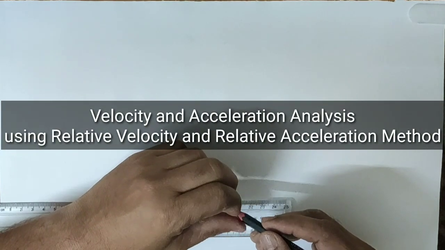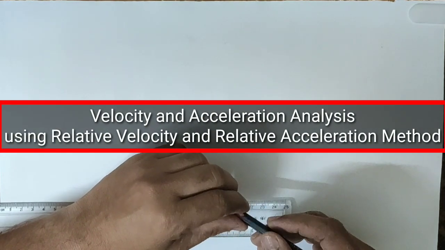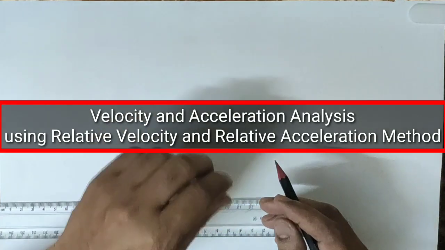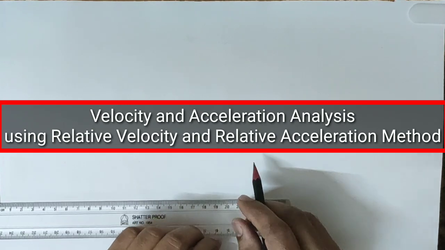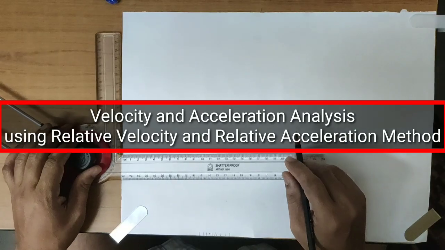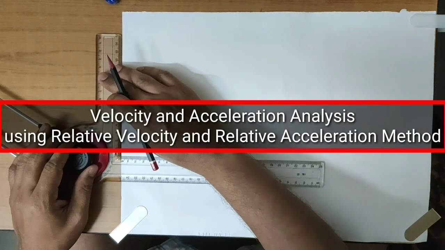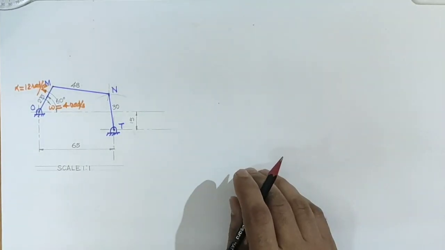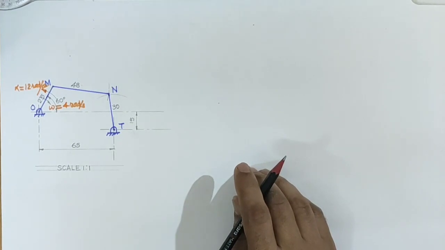Velocity and acceleration analysis of a mechanism by using the relative velocity and relative acceleration method. First of all, we have to draw the configuration diagram. The sketch for the configuration diagram is given in the problem. We just have to copy it. After completing the configuration diagram, the next step is to draw the velocity diagram.